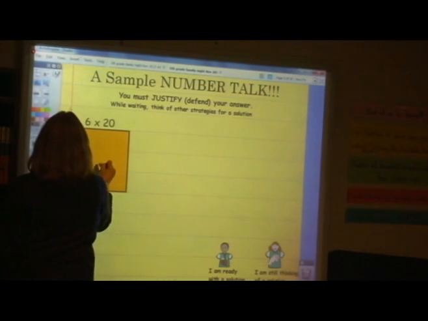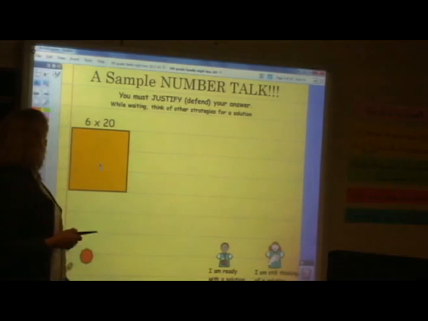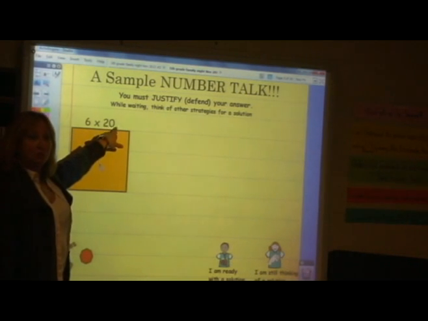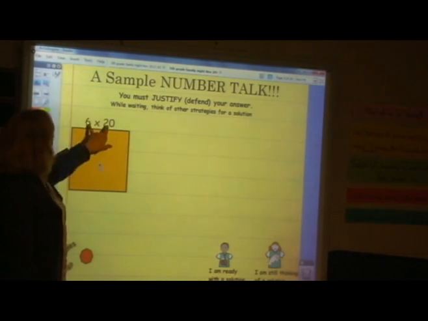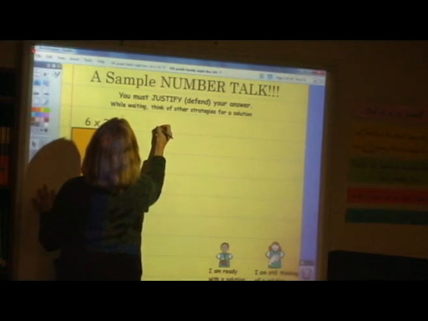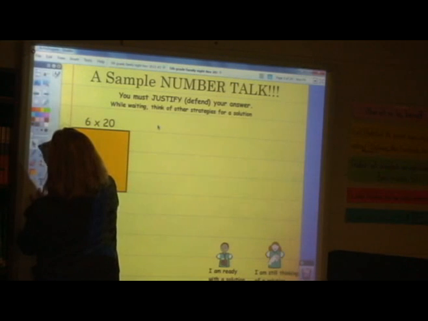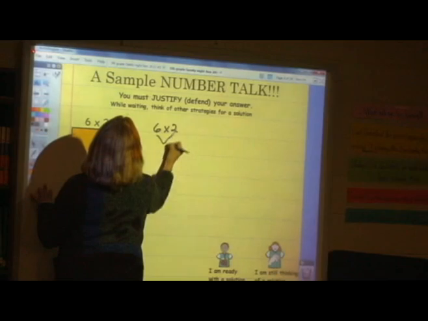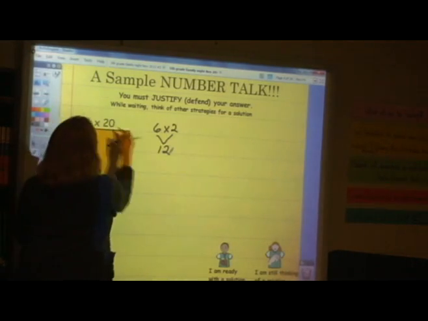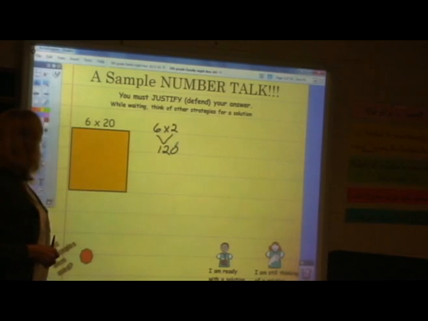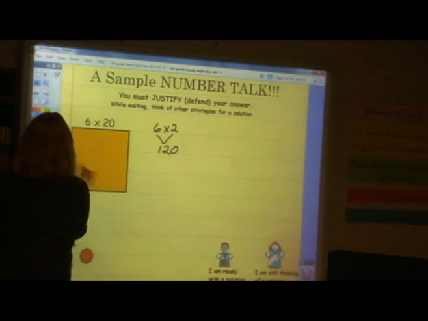All right, they'll probably start with a simpler one, like 6 times 20. There are several ways to solve this. I can say 20 plus 20 plus 20, 6 times. Or another way, and we usually record it, is to say 6 times 2 equals 12, and how many zeros do I have? That's another strategy. I'll just write down what everybody tells me. Then we go on to the next one.